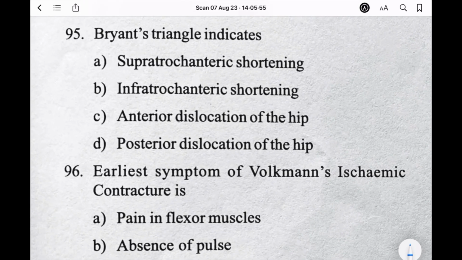Question number 95, Bryant's triangle indicates. So options are supratrochanteric shortening, infratrochanteric shortening, anterior dislocation of hip, and D, posterior dislocation of hip. So correct answer is A, supratrochanteric shortening.